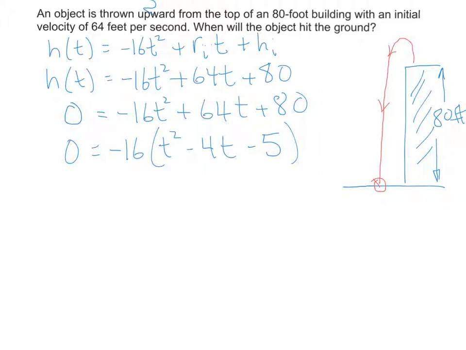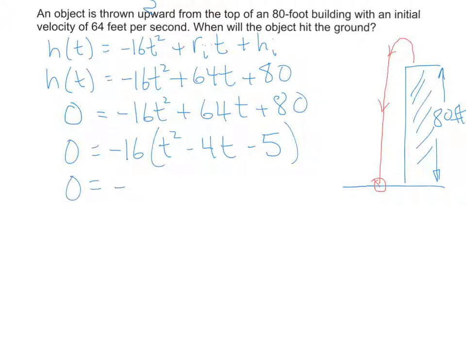Alternatively, you could add 16t squared to both sides, subtract 64t from both sides, subtract 80 from both sides, leaving 0 on the right and everything else on the left with opposite signs, and you would get essentially this equation. Now, it's much easier just to factor out negative 16 as long as you get your signs right.